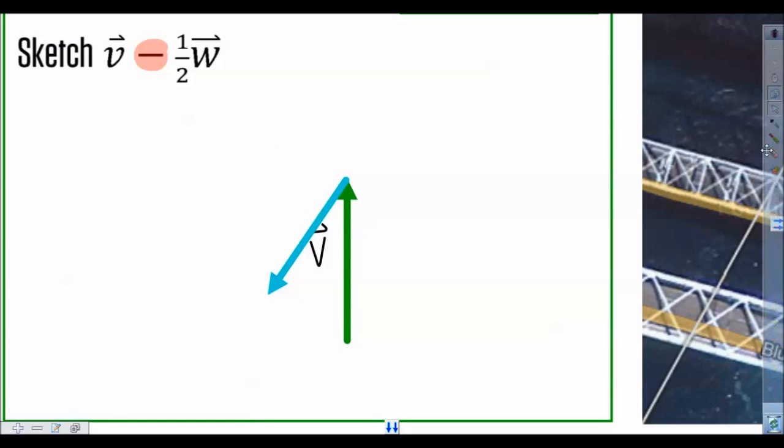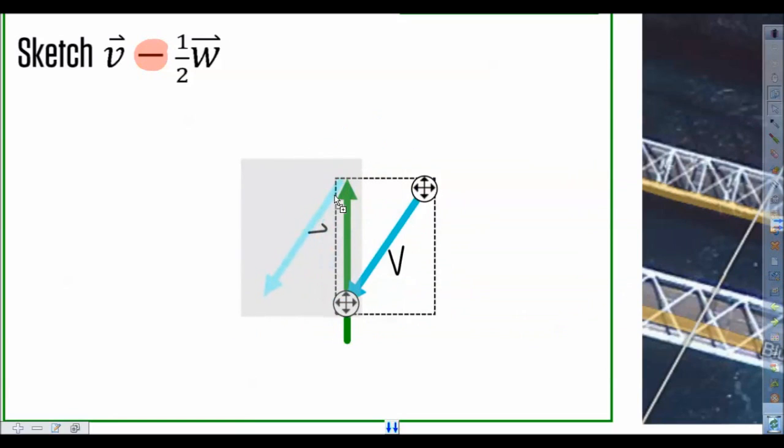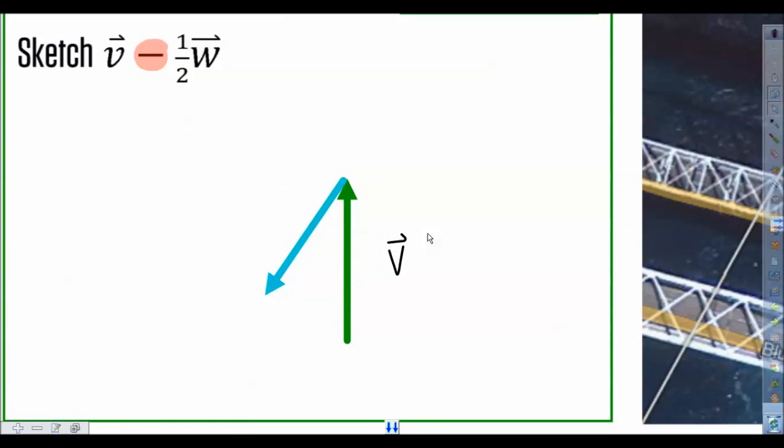And now if we have vector v, which was right in there, let me grab that back out of here, put it over here so that way we can see it. Oops, I moved that vector, which I don't want to do. There we go. And so now this is minus half of vector w, then that means our resultant vector, if we're still doing tip to tail, started here, we go up and then down this way to that mark right there. So there is our resultant vector of vector v minus half of vector w.